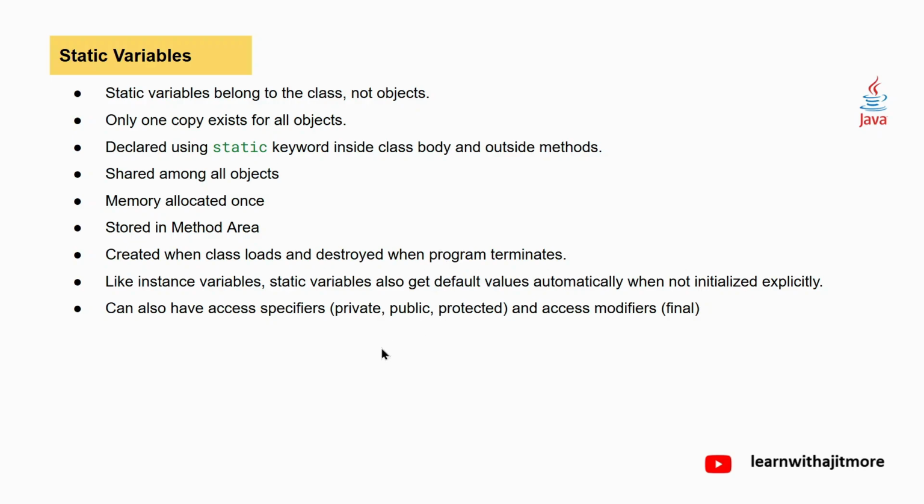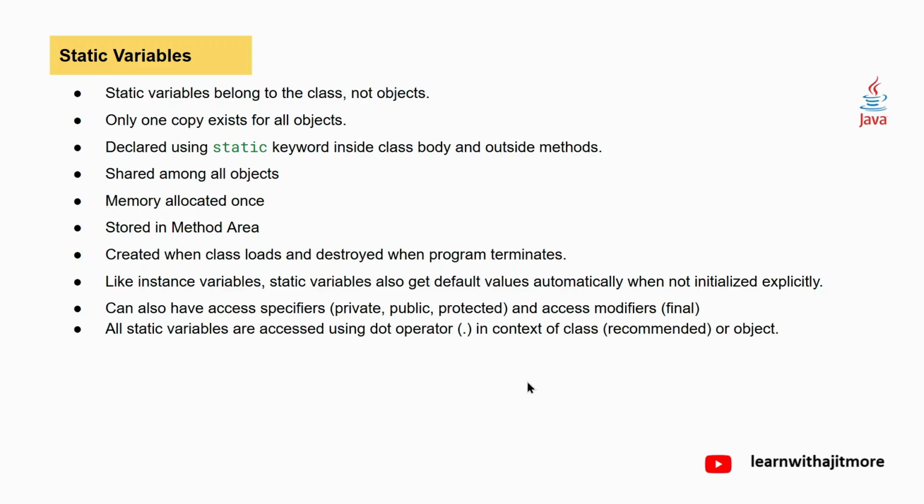Okay. And like instance variables, they also can have access specifiers like public, private, protected, default. They also can have the final modifier. Okay. So I'll be telling you about this when we take appropriate examples. And how to access them outside the class in another class?